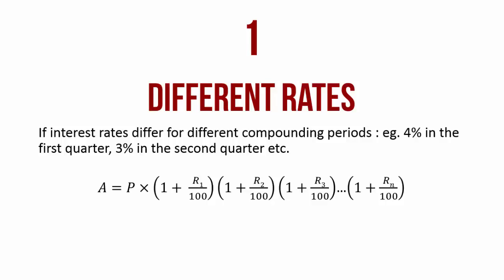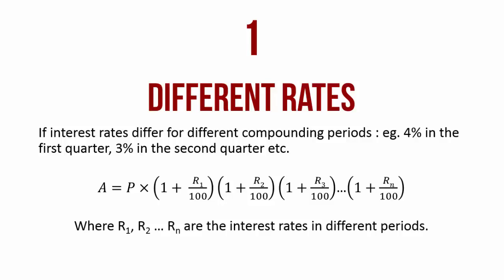For that kind of a scenario, if you remember this formula from our percentages lecture, you can use the exact same thing. Amount equal to principal into 1 plus R1 by 100 into 1 plus R2 by 100 and so on. Here R1, R2, R3 and so on up to Rn are the interest rates in different periods.